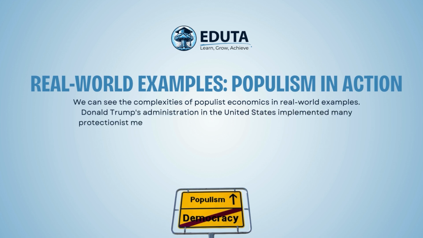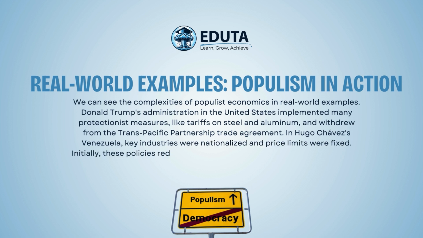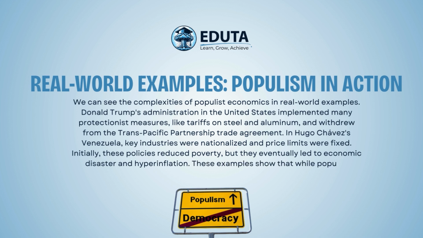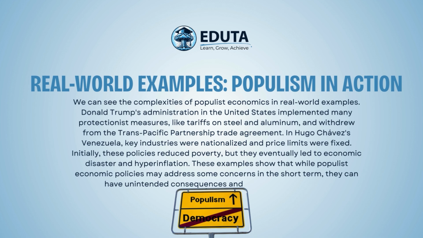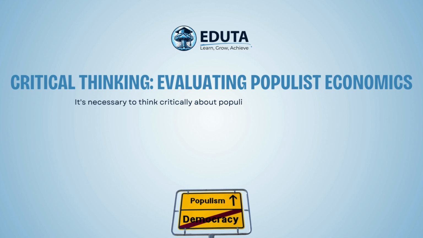Donald Trump's administration in the United States implemented many protectionist measures like tariffs on steel and aluminum and withdrew from the Trans-Pacific Partnership Trade Agreement. In Hugo Chávez's Venezuela, key industries were nationalized and price limits were fixed. Initially, these policies reduced poverty, but they eventually led to economic disaster and hyperinflation. These examples show that while populist economic policies may address some concerns in the short term, they can have unintended consequences and long-term challenges.